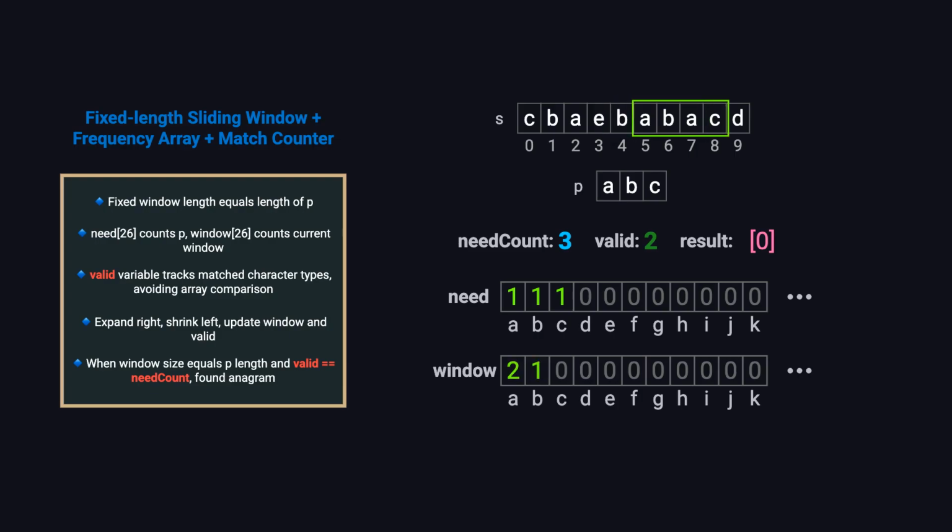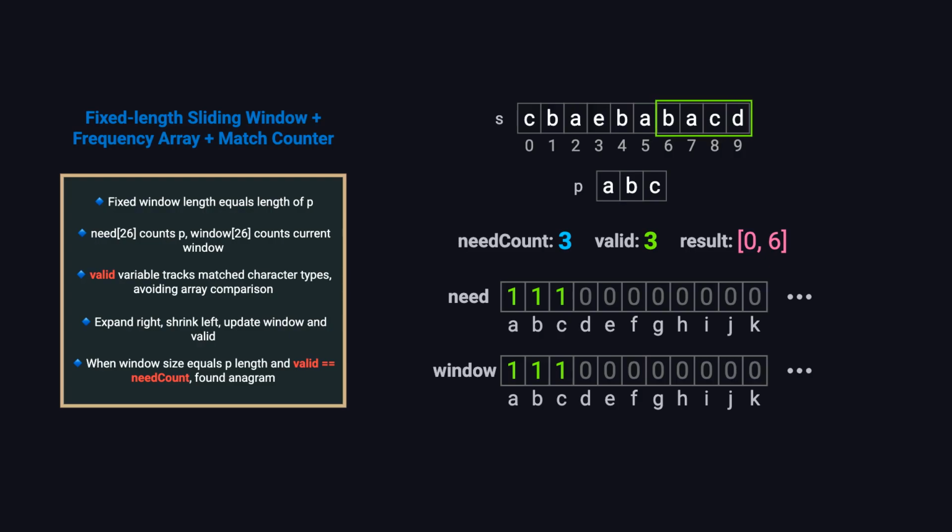When the right pointer reaches index 8, we read C again. Its frequency becomes 1, matching need, so valid goes back to 3. We then shrink the left side. Before removing A, its window frequency was 2, which does not equal the needed count of 1, so valid stays unchanged. After shrinking, the window is BAC, valid is still 3, and we find the second anagram at index 6.